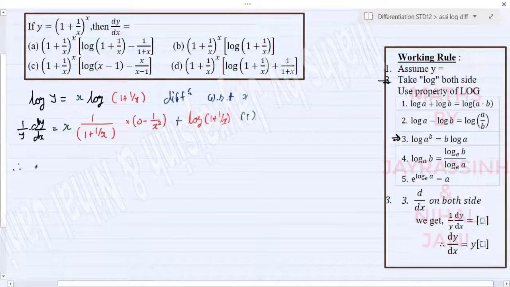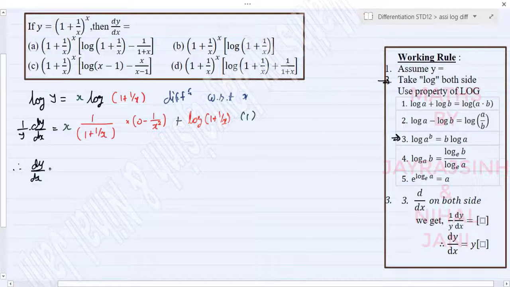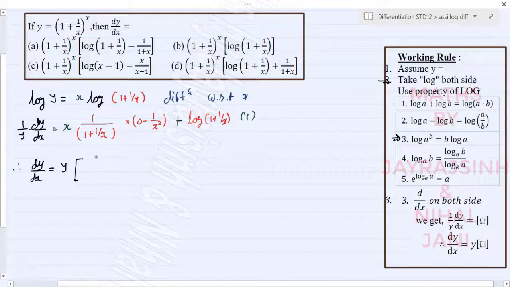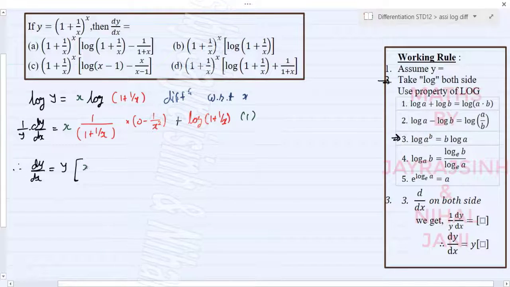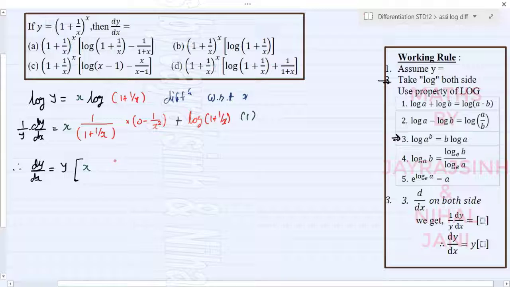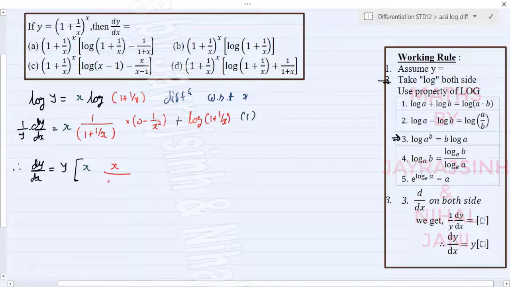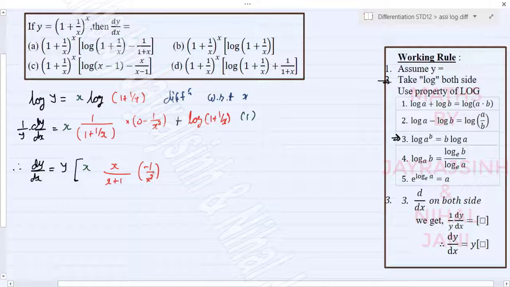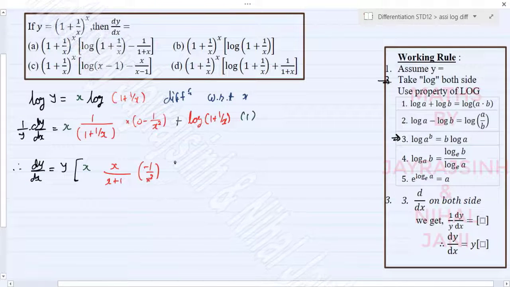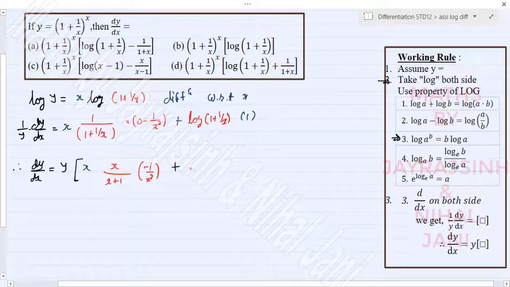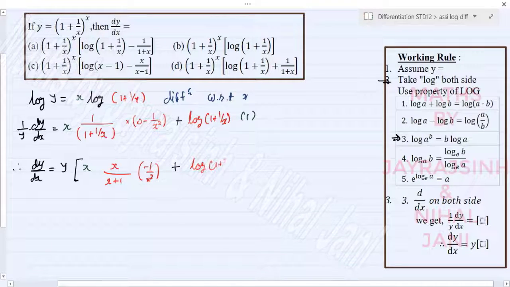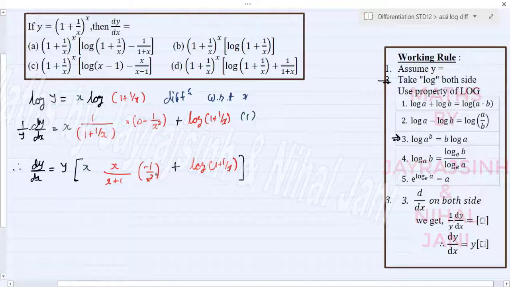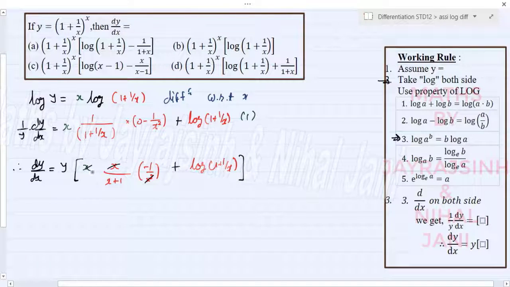So in further simplification, we can say your dy by dx is equal to y into, we have to take LCM in the first term. So your x will be as it is, your second term will become x upon x plus 1, and minus 1 upon x square will also remain as it is, plus log (1 plus 1 by x) will also remain as it is. So this x square x will cancel out.